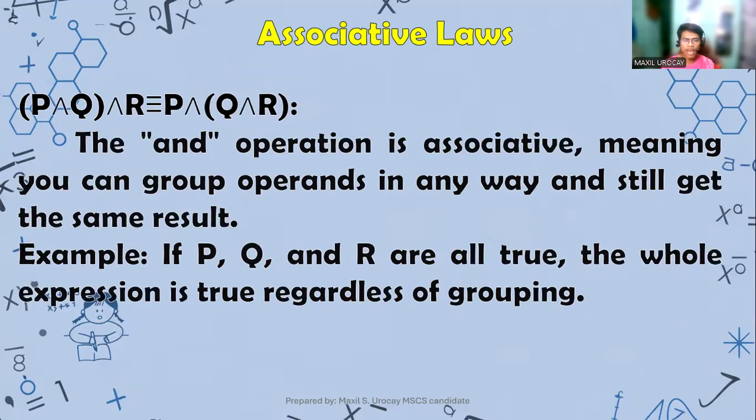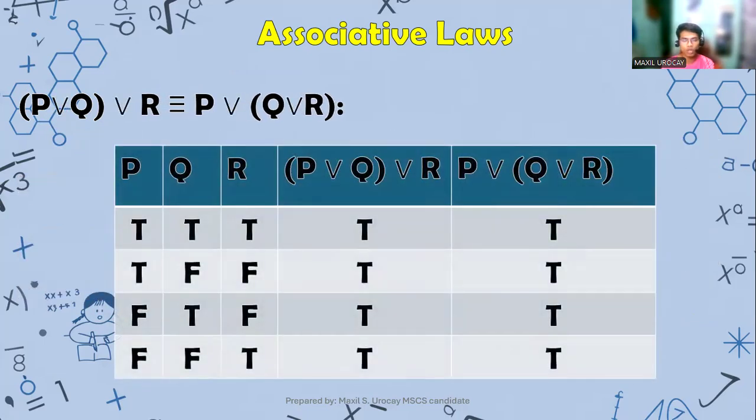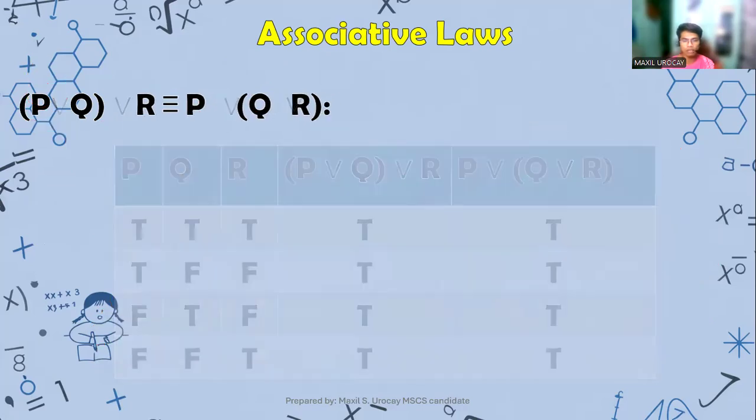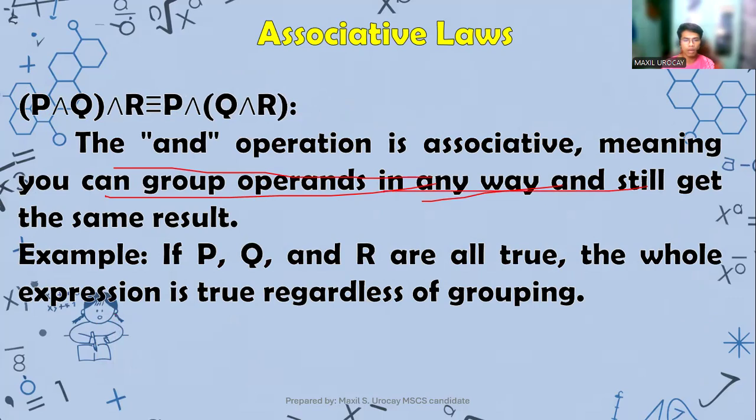Now, the AND operation is associative, meaning you can group operands in any way and still get the same result. Let's check first if they are equivalent. First, associative here for the OR. True and true, yes. True and true, yes. True and true, yes, they are associative. In any way, I still get the same result. If P, Q, R are all true, the whole expression is true regardless of grouping.